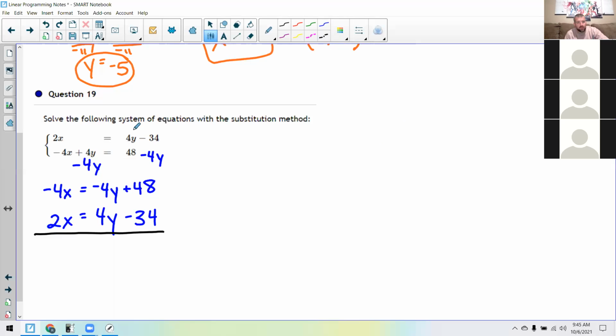Something else you could have done to make it look like a question we've done before, you could have subtracted 4y from both sides here. So you'd have negative 4y up here equals negative 34, and then still added them, but we're going to go with this method just to show you that it will still work. Negative 4x plus 2x is negative 2x equals, y and negative y cross out. 48 minus 34, that's 14. So dividing both sides by negative 2, x equals negative 7.